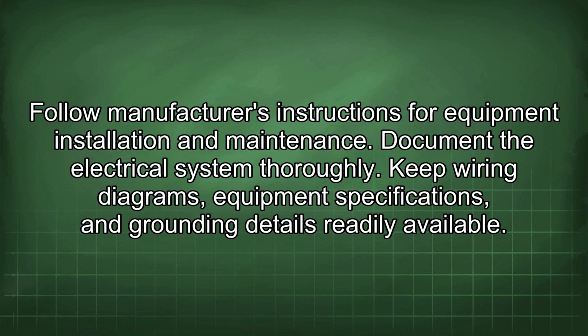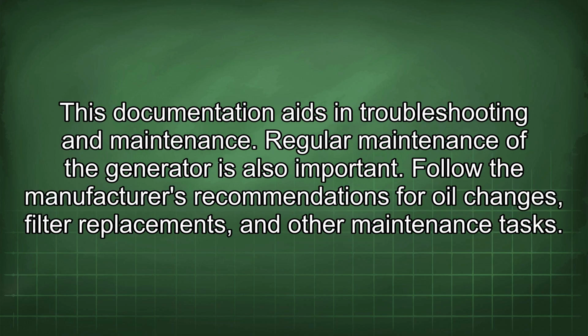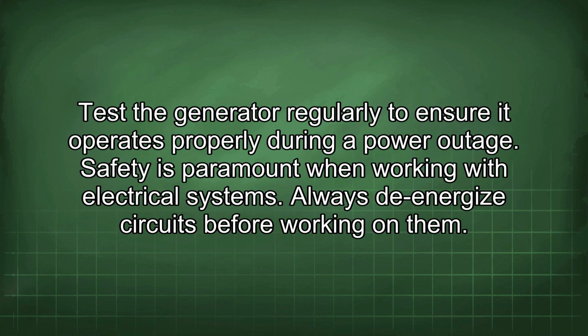Document the electrical system thoroughly. Keep wiring diagrams, equipment specifications, and grounding details readily available. This documentation aids in troubleshooting and maintenance. Regular maintenance of the generator is also important. Follow the manufacturer's recommendations for oil changes, filter replacements, and other maintenance tasks. Test the generator regularly to ensure it operates properly during a power outage.